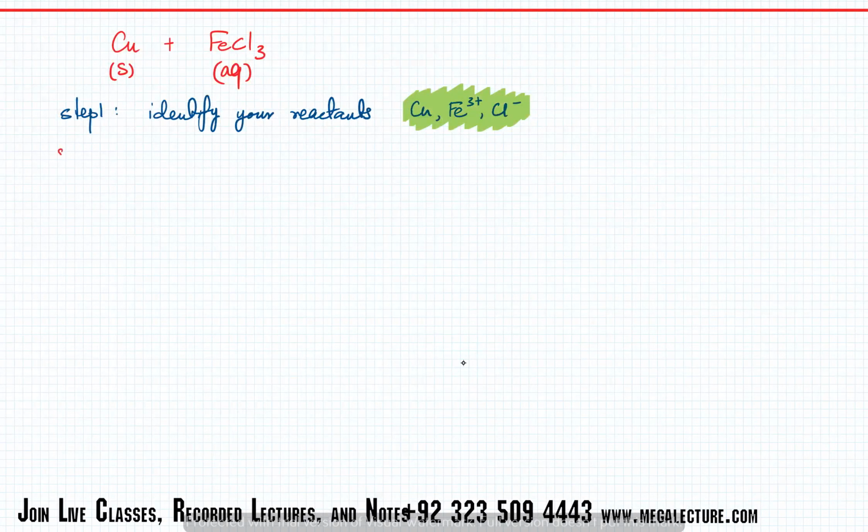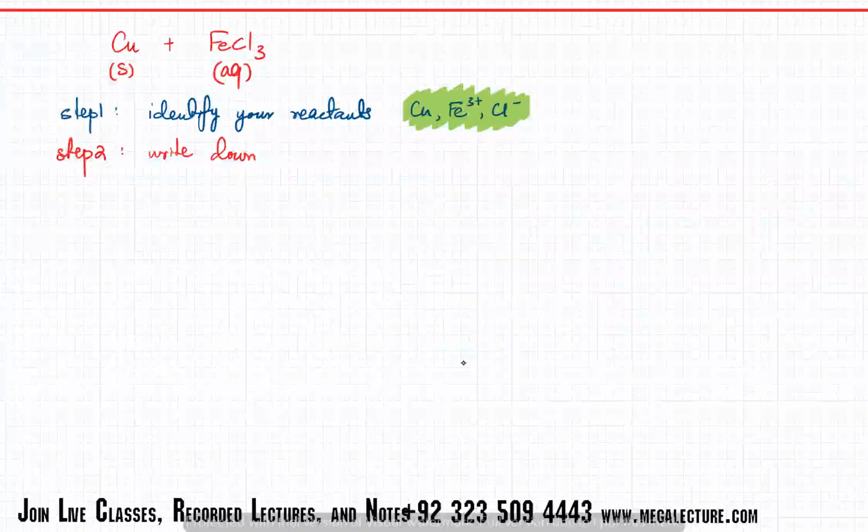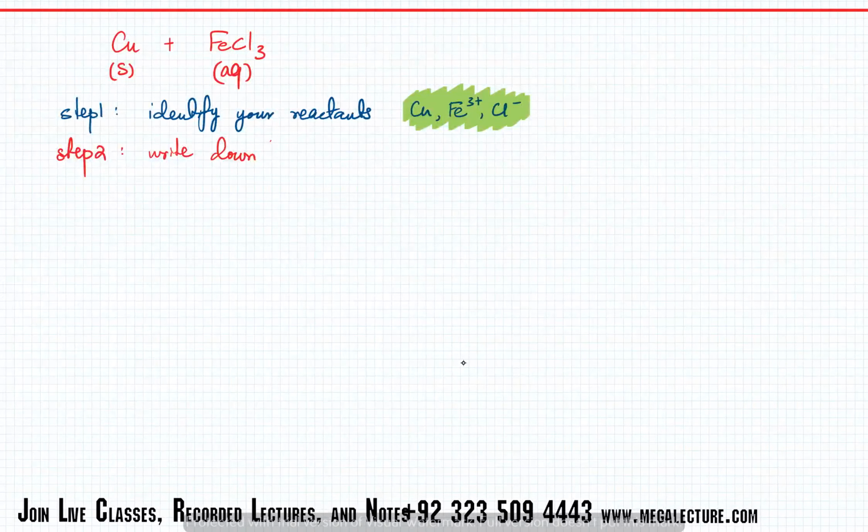Step number 2 is more important. You're not just going to go with 2 electrodes; you're going to consider all electrodes. So write down, or since you'll have the reactions in front of you, just mark all electrode reactions that involve your reactants.